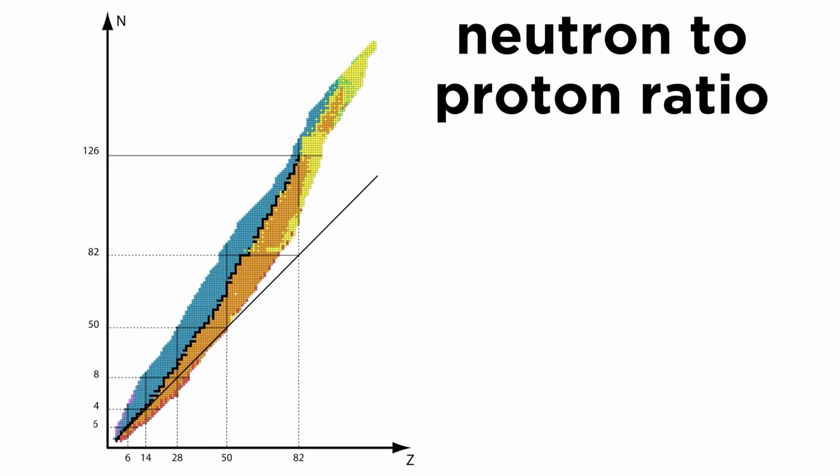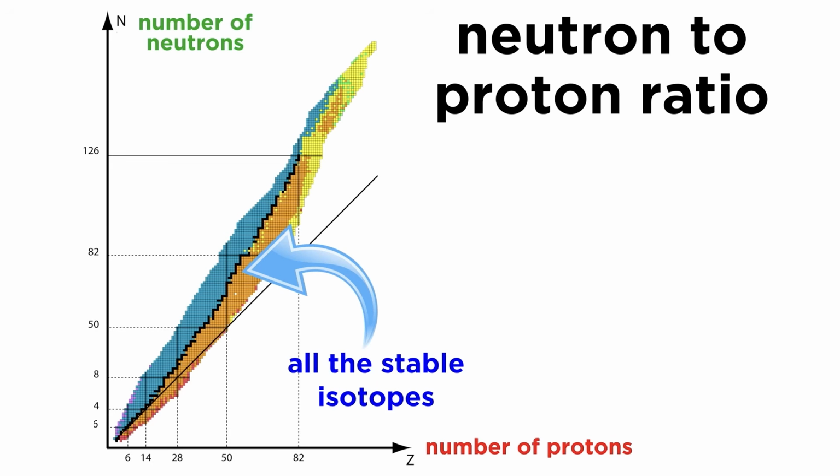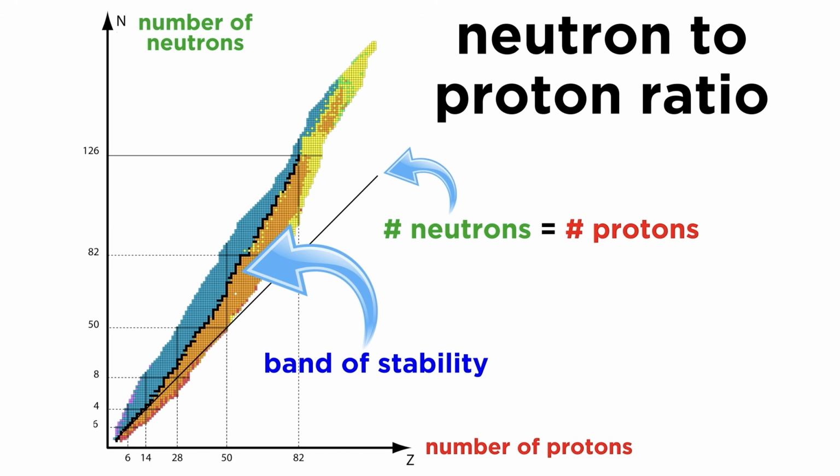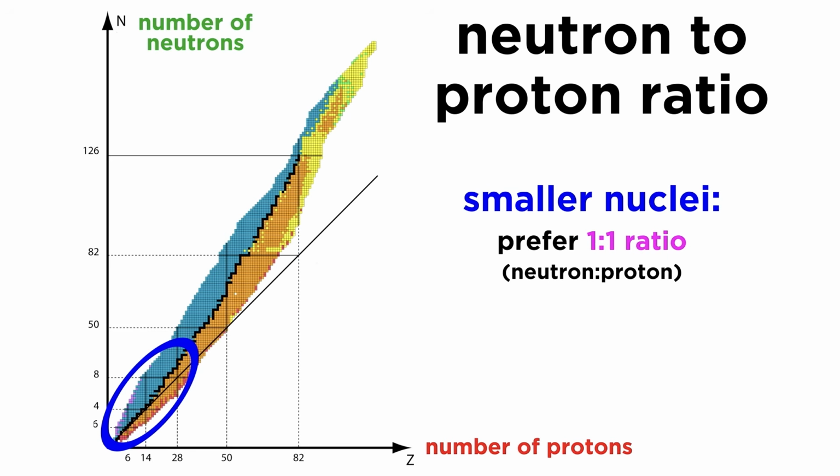To understand why, we must examine the neutron-to-proton ratio for all of the stable isotopes that we know of. That's what this chart shows, with the number of neutrons on the vertical axis, the number of protons on the horizontal axis, and every stable isotope we know, like carbon-12 or oxygen-16, is represented by a dot on the chart. If this black line with a slope of 1 represents a precise 1-to-1 ratio of neutrons to protons, then we will define this region here as the band of stability, because it is a roughly linear region that contains all of the stable isotopes.